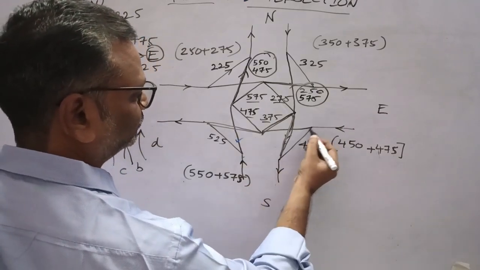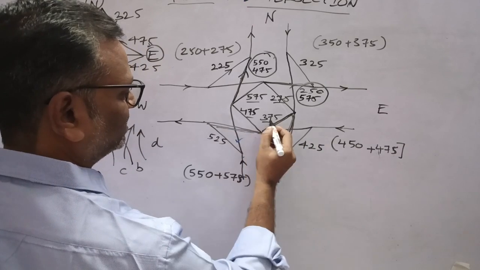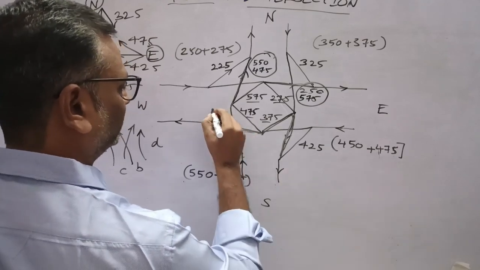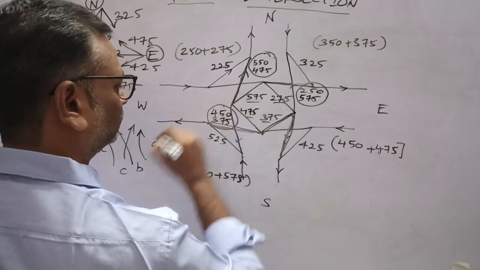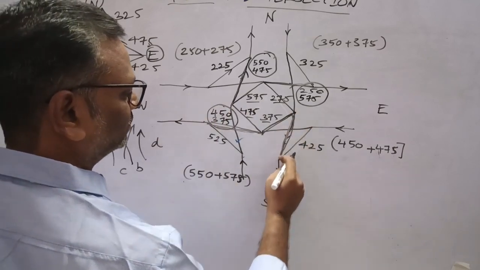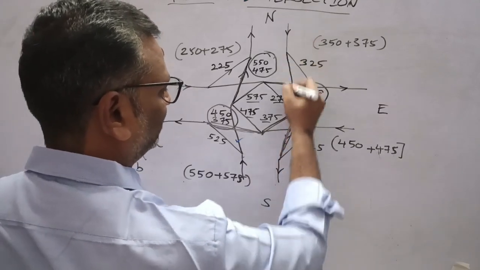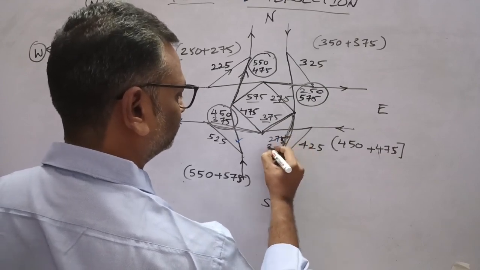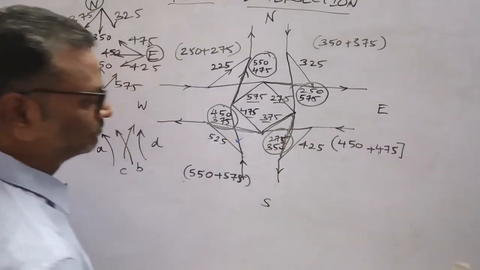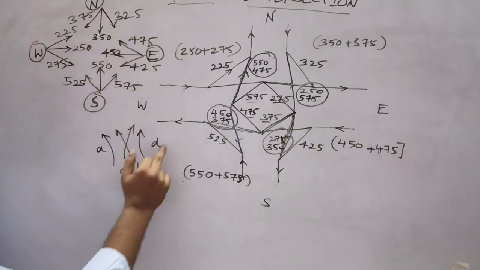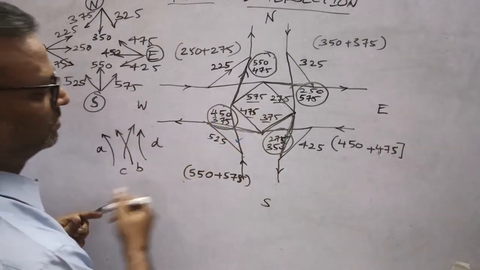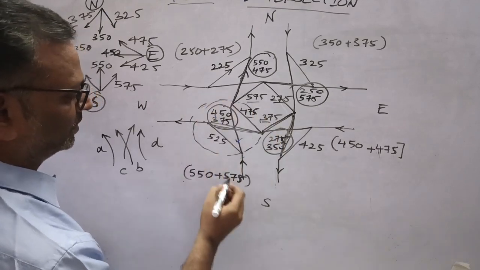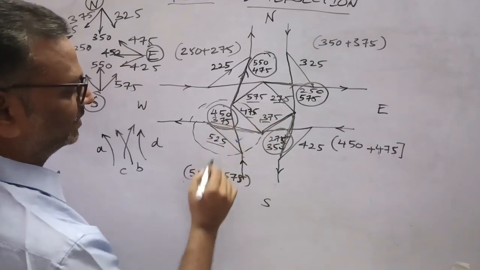Similarly for this approach, 375 is joining with 450, and this one 350 is joining 275. So we have A, B, C and D. So for this weaving section, see, for this weaving section we have A, B, C and D.